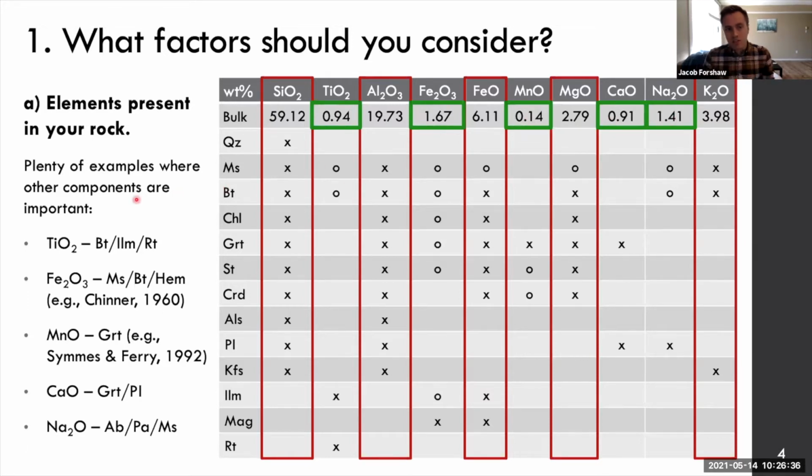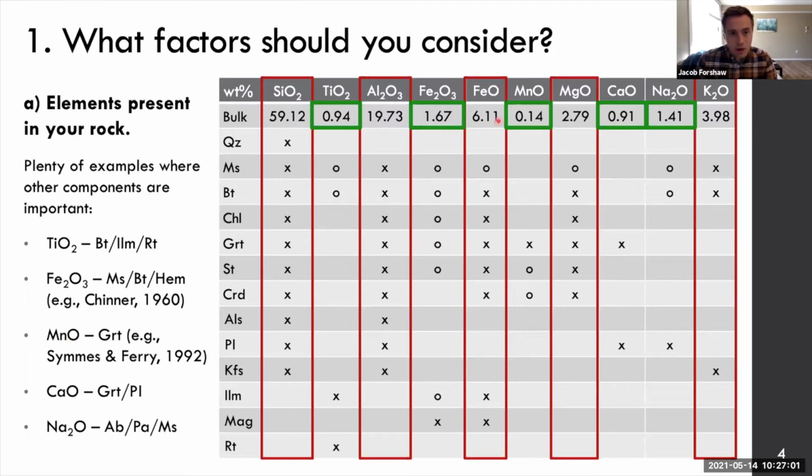And there are plenty of examples where these play an important role in the stability of minerals and their modal abundance and the assemblages that occur in rock. So titanium is important not just for our minor oxide phases, ilmenite and rutile, but also biotite. Fe2O3, well, that's a component of muscovite, biotite, hematite if you've got oxidized rocks. Some examples there of papers that show that.